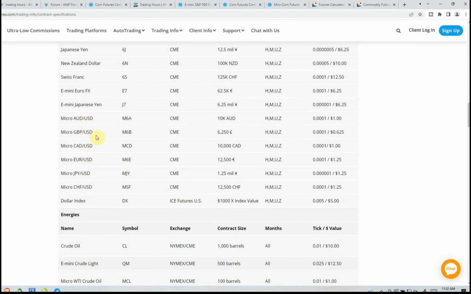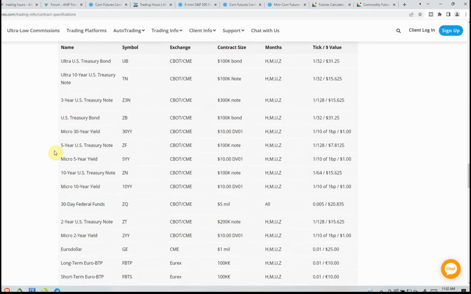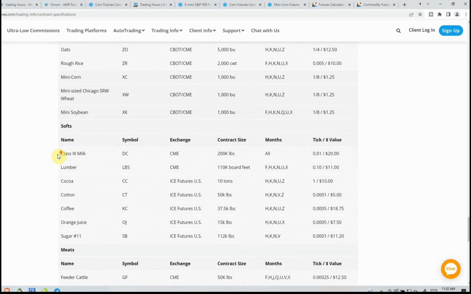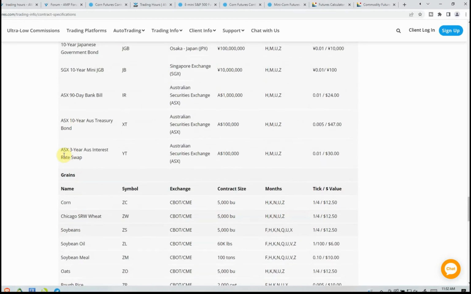And now these are futures. This is not spot Forex. These are futures. But this is what we're going to focus on, these right here. And they have energies and metals and treasury notes, grains and softs, things like that. So this is a futures broker. I signed up for a demo account and downloaded their MetaTrader 5, because you have to use MT5 with this software I'm going to show you.